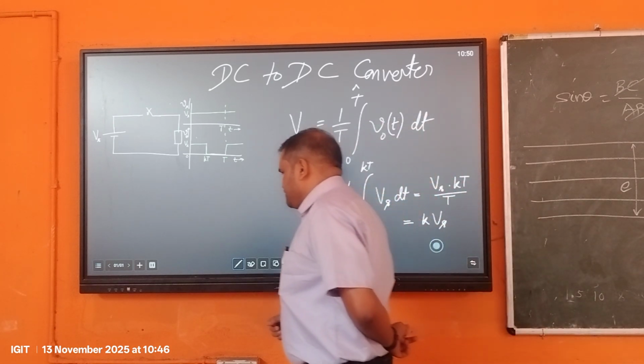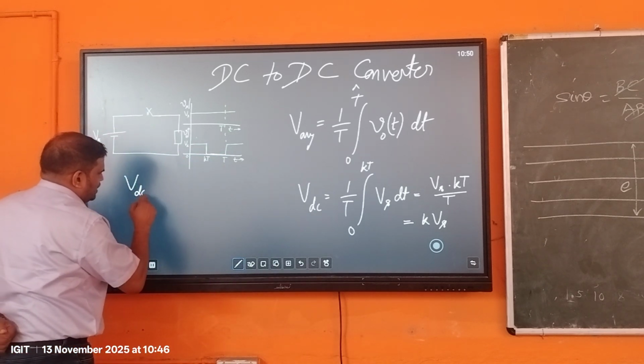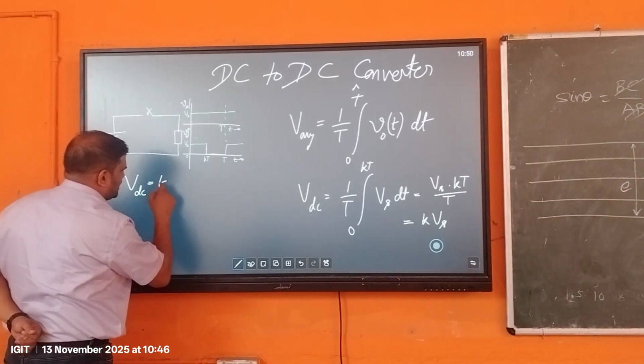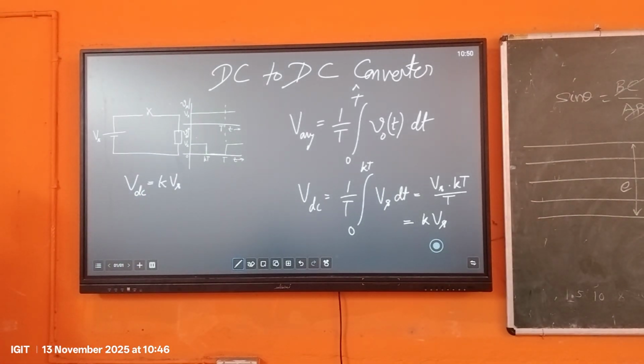So that means the average voltage is here. Finally we get the average voltage equal to k times Vs. So if k is 0.5, the output voltage is half. If k is 0.25, the output voltage is one fourth. Like that we can decrease the output voltage. Okay, great. This is the achievement.